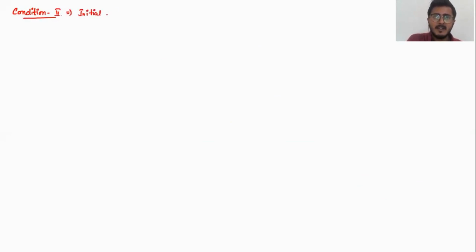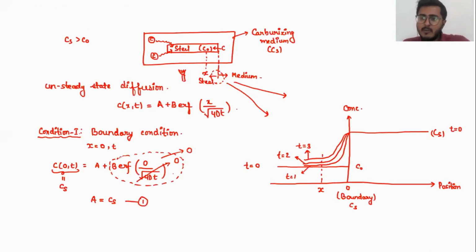As the name suggests, the initial condition is taken at your initial time, that is T equal to 0. Now at T equal to 0, I can take both the sides, right? If my T is equal to 0, what was my initial graph? It contains only the CS, that is the concentration of the carburizing medium. Similarly, it contains only the C0, that is the concentration of your steel component, right?